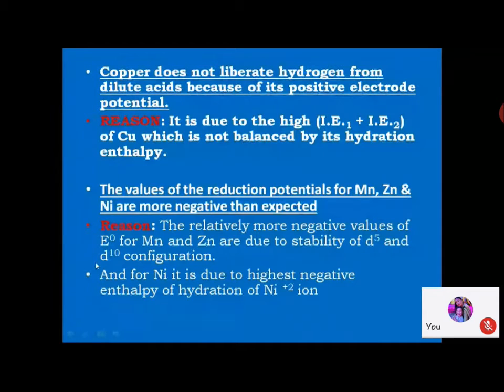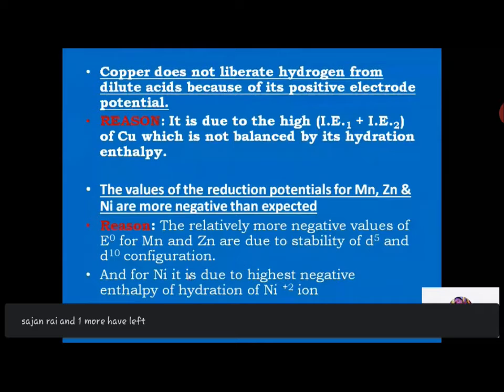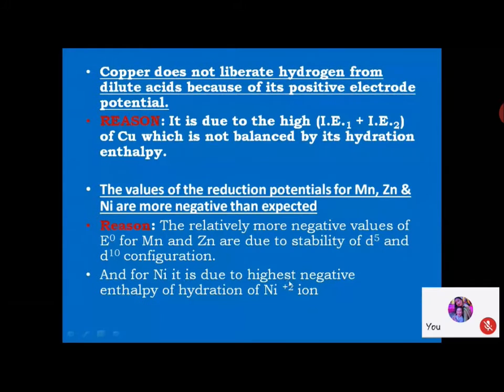Okay, very good. So for zinc and manganese, you know the electronic configuration because we are writing only the electronic configuration. For nickel, you have to remember it is because of the highest negative enthalpy of hydration for your nickel plus 2 ion. The electronic configuration is easy, but for this we need to know the hydration enthalpy value.